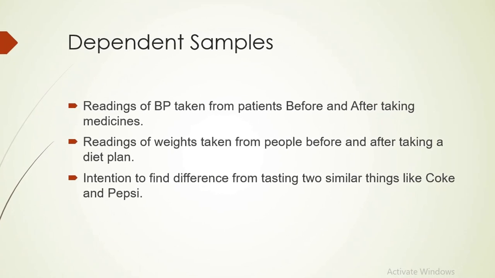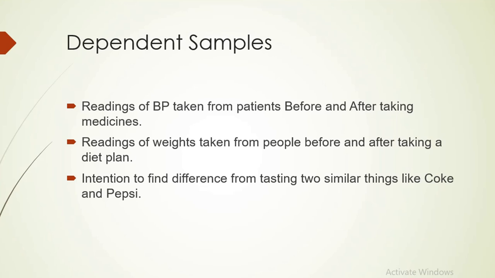As I already told you, the previous four cases are for independent groups. It means none of your samples depends upon another, but there are so many experiments and observations where we have to tackle dependent samples. For example, readings of blood pressure taken from a patient before and after taking medicines. Before or after taking the medicine, this will give you a difference between whether your medicine is working or not.